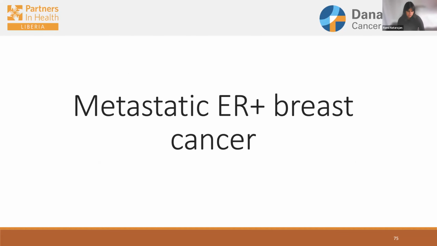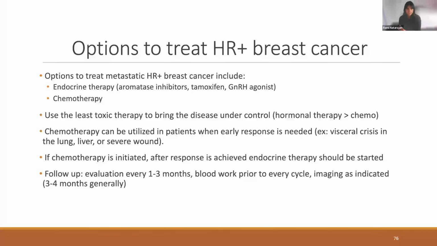So I'll go through the 3 different subtypes of breast cancer in the metastatic setting. For hormone receptor positive breast cancer, we have 2 main buckets in terms of how we treat patients: endocrine-based therapies and chemotherapy. And the general principle is that we use the least toxic therapy to bring the disease under control.